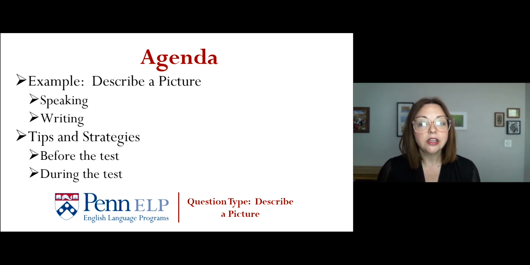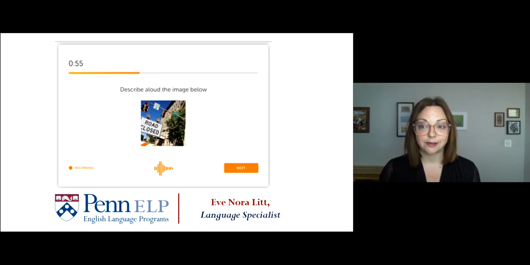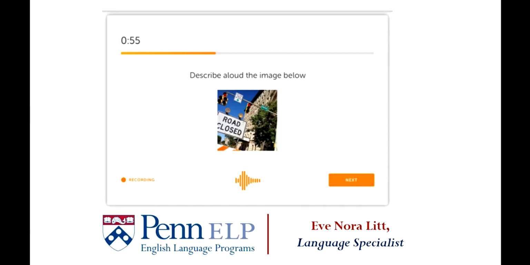First, let's look at an example of the describe a picture, the speaking task. When this question first appears, you'll have 20 seconds to read the directions and look at the image. After 20 seconds, the recorder automatically begins. At the top, you'll see the countdown timer. A response needs to be at least 30 seconds long, but can be up to 90 seconds long.